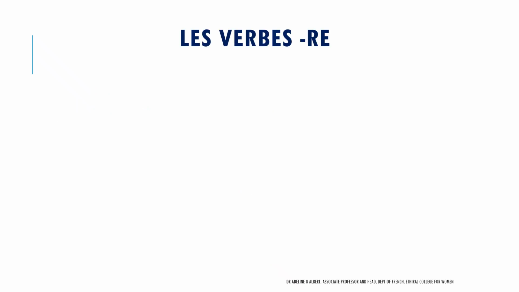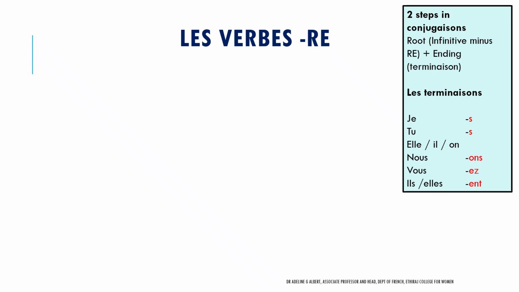Now let's look at RE verbs. Same thing. How do I conjugate it? I have to follow this rule. I have a root. I form the root by removing RE from the infinitive, and to the root I add my endings. What are my endings? Mes terminaisons. Here are my endings. Je, it is S. Tu, it is S. Elle, there is no ending. It's just the base. Nous, it is ONS. Vous, it is EZ. Il, elle, it is ENT, just like ER verbs.